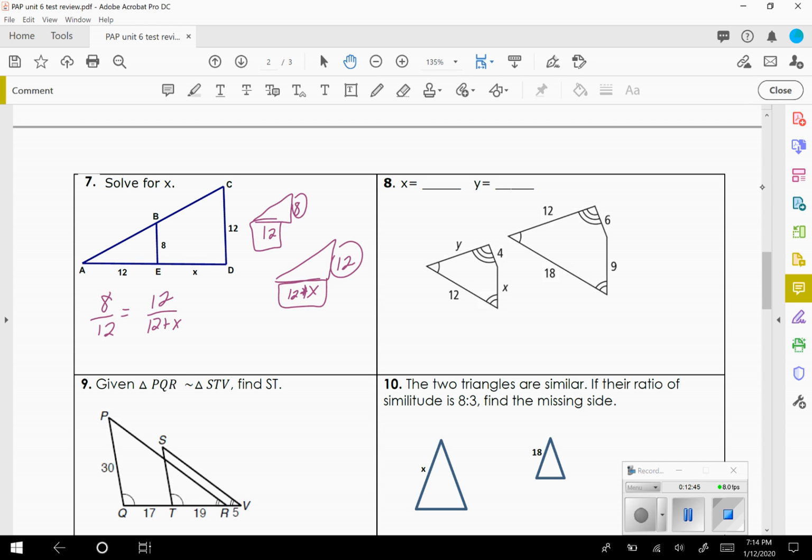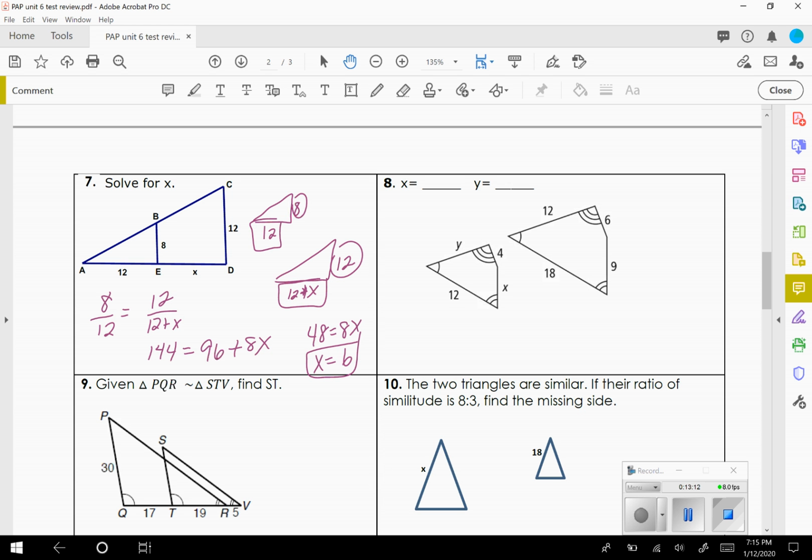Okay, cross multiply. So 144, because 12 times 12, and then I'm going to cross multiply here. So 8 times 12 is 96, plus 8x. So 144 minus 96, that's going to be 48 is equal to 8x. Divide by 8, so x is 6.